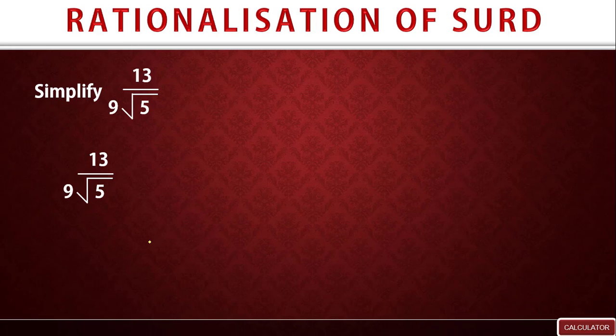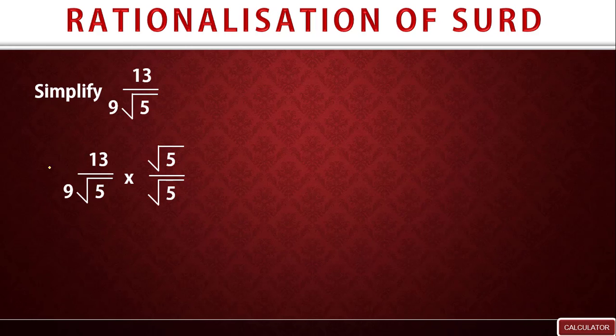We have root 5 here. So take note, you're not going to multiply with 9 root 5. You're only going to multiply through by the root 5. So we're multiplying numerator and denominator by root 5 divided by root 5.